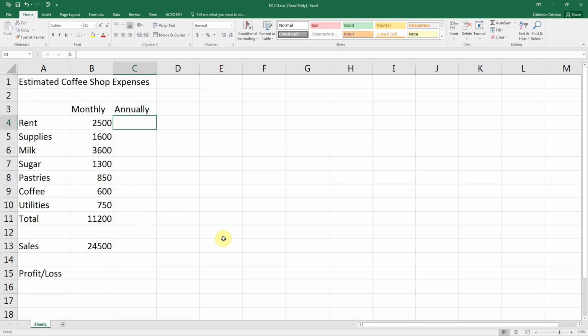Okay, cool. Now, how would you find the annually? This is where you do some critical thinking. If the monthly is 2,500, what would the annually be? Times it by 12. Multiply it by 12. So how would I manually put that formula in?